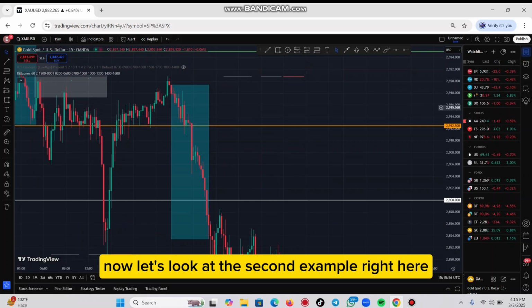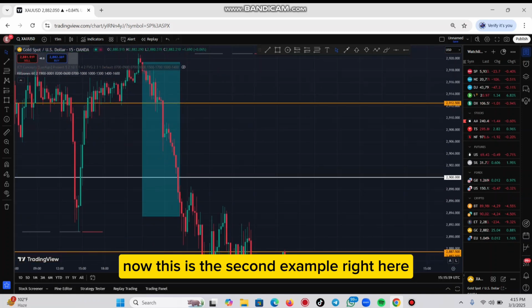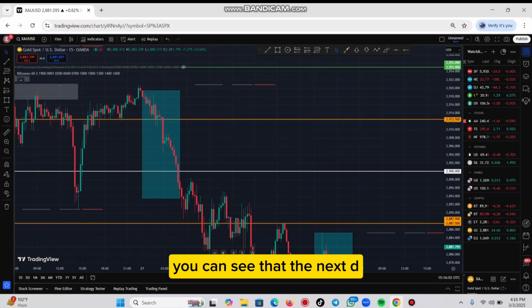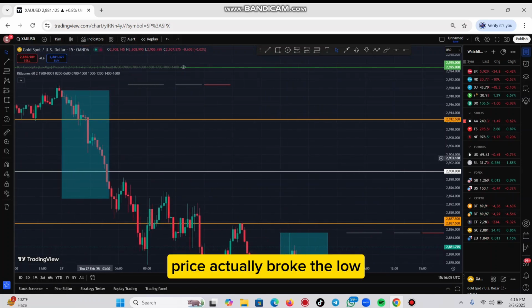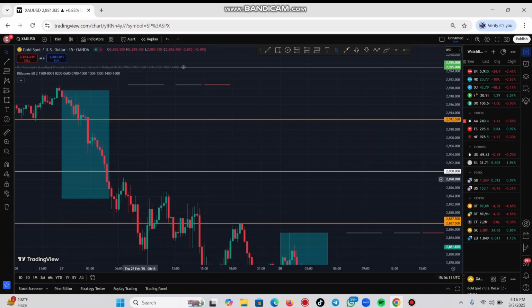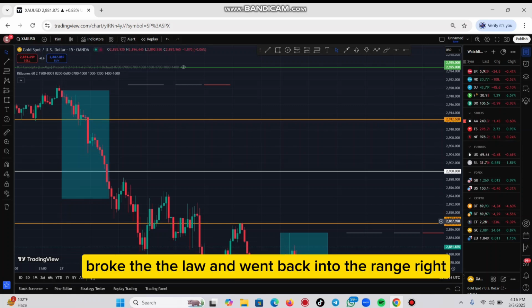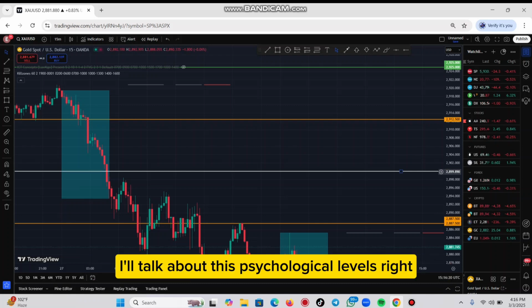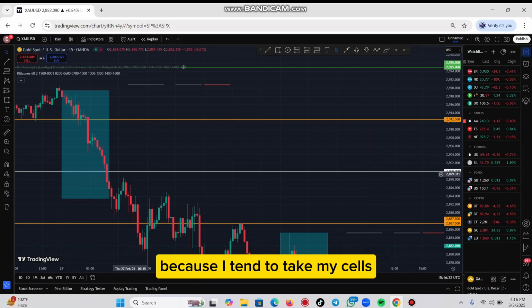Now let's look at the second example right here. You can see that the next day price actually broke the low, the Asian low. This is your Asian low and this is your Asian high. Price broke the low and went back into the range, right? Not getting to this psychological level. In my next video I'll talk about these psychological levels, right? It didn't get to this psychological level because I tend to take my sells at the psychological levels, right?